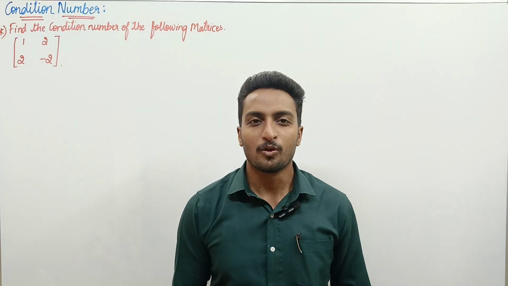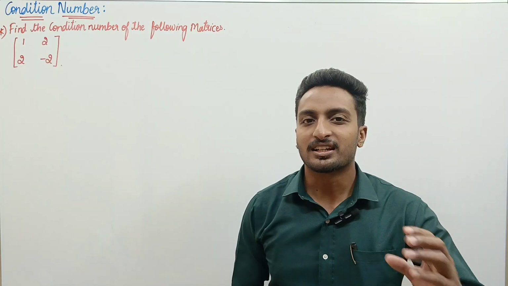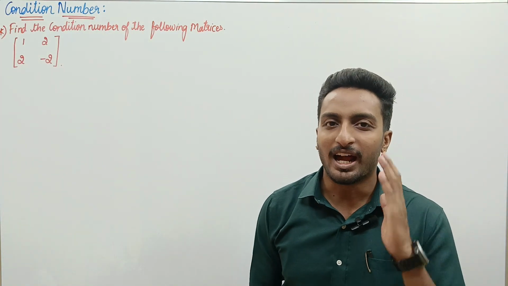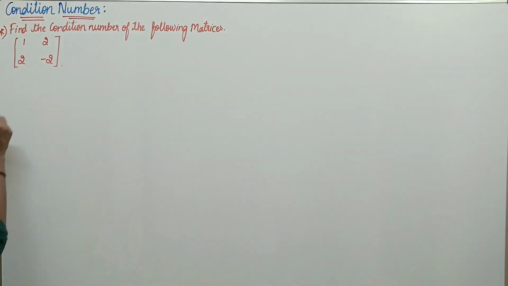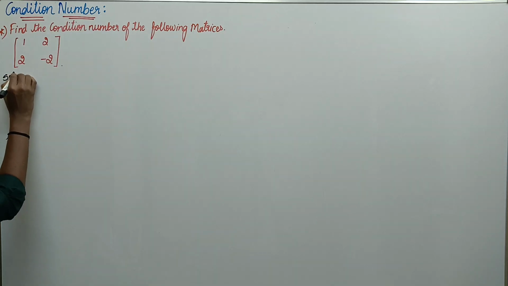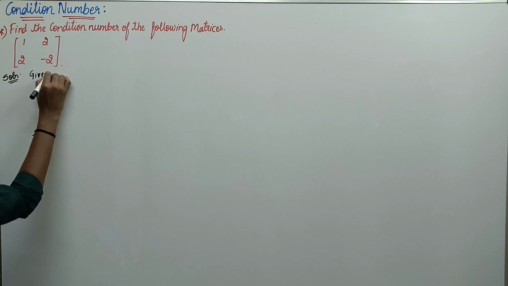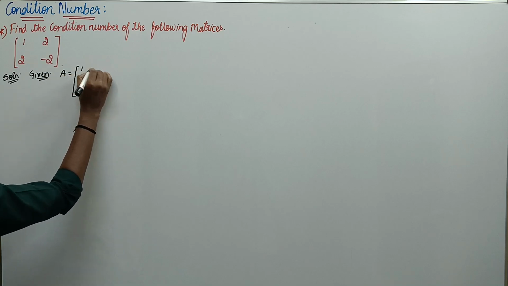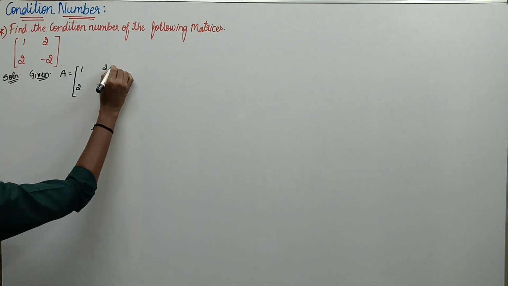Today we are going to learn one of the most interesting and easiest concepts, that is condition number. Considering the given set of matrix, we are going to find the condition number. How? I am going to explain step by step. First, let us represent the given solution. Given, represent the matrix capital letter A, which is equal to 1, 2, 2 and minus 2.